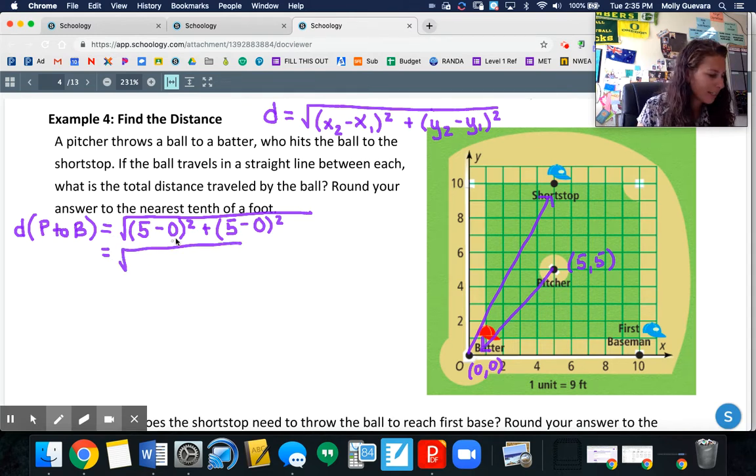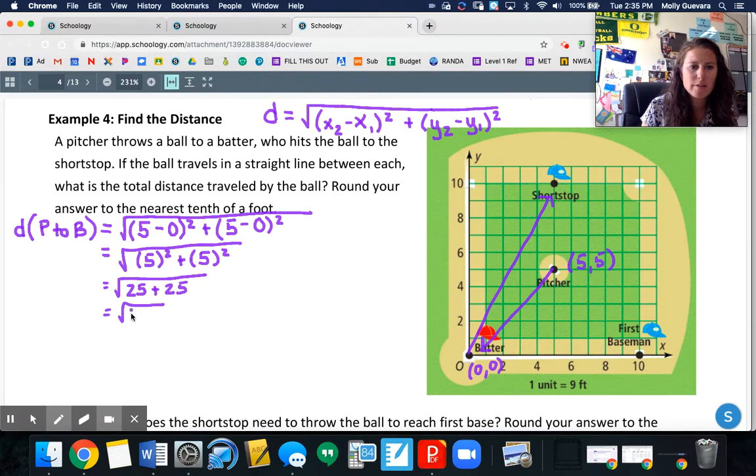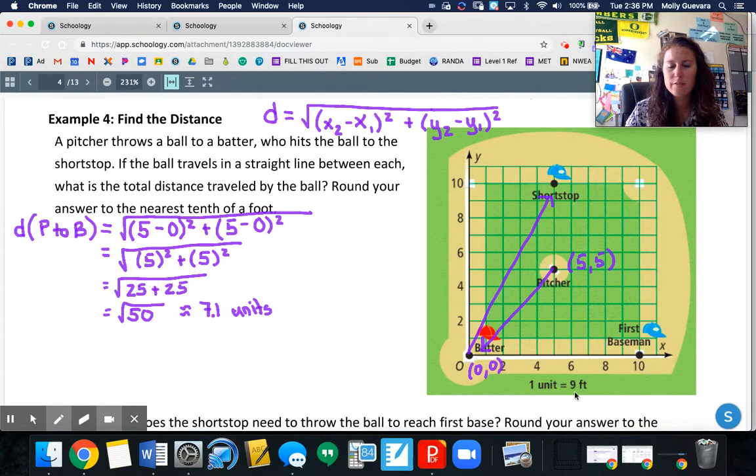There it is, and now I'm just going to simplify and solve. Under the root, 5 minus 0 is 5, so I get 5 squared, plus, again, 5 minus 0 is 5, 5 squared. 5 squared is 25, plus 5 squared is 25. If I add 25 and 25, I get the square root of 50. If I plug this into my calculator, I get about 7.1. And 7.1 what? I don't know the units, so I'm just going to say units. So it travels 7.1 units, because look, 1 unit is 9 feet, but we'll talk about that later. So the distance from the pitcher to the batter is 7.1 units.